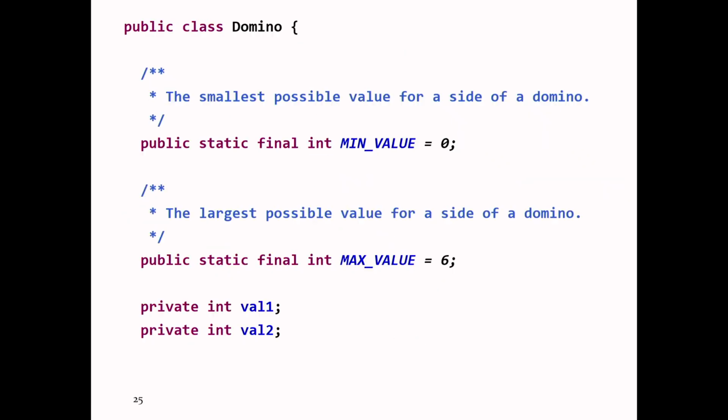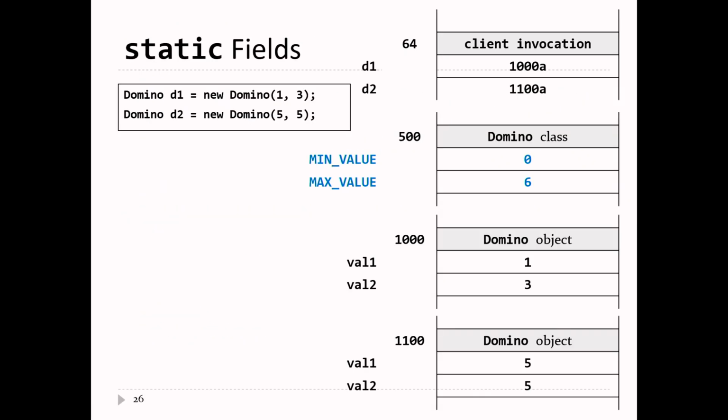Right, so if you were to draw the memory diagram for this thing, when you make a domino, so this code here makes two dominoes. There's the domino class there, right? Now remember, to make the first domino, you copy the class and you plunk it down here. Right? To make the second domino, you copy the class and plunk it down there.